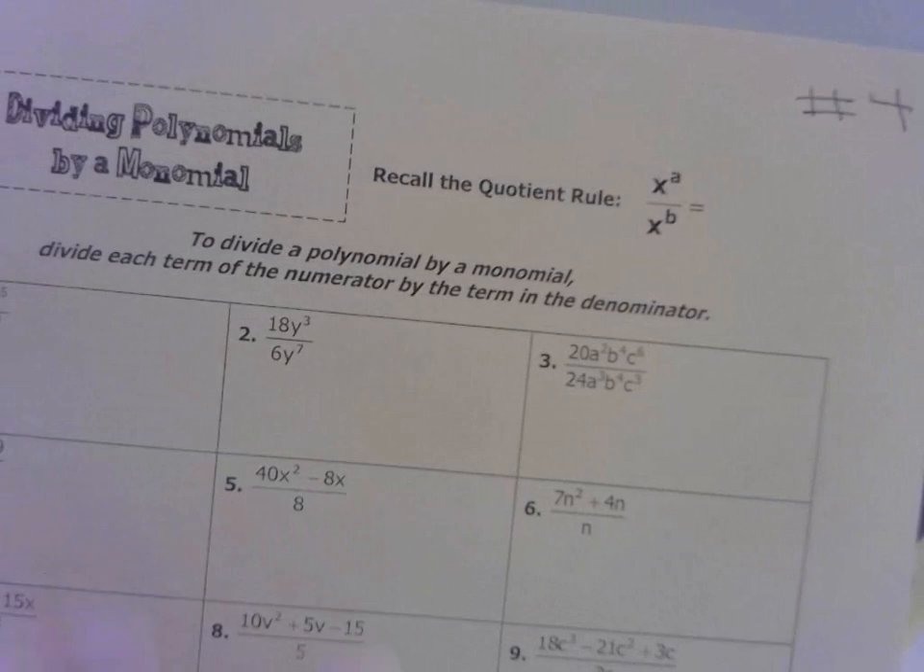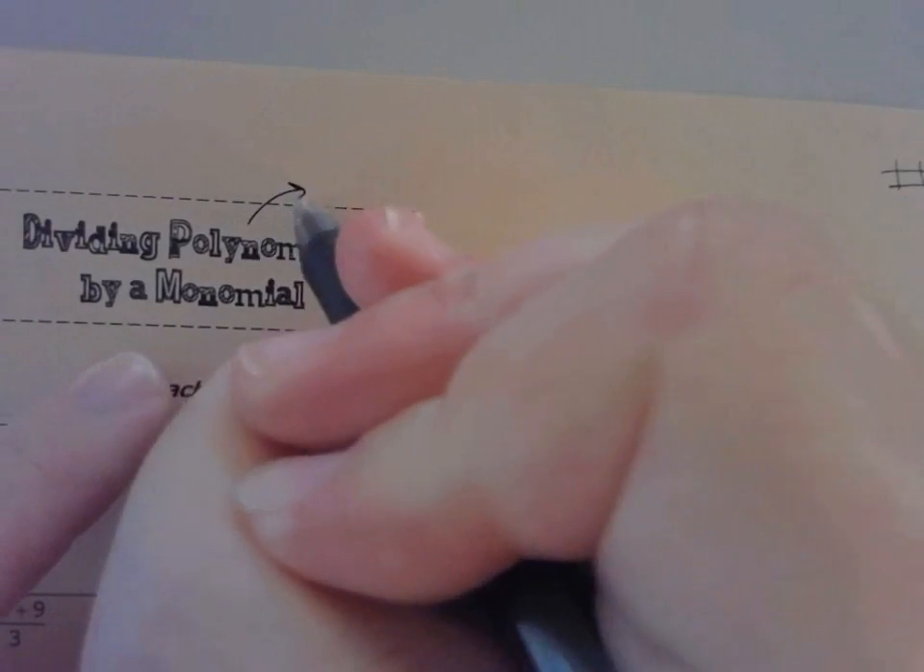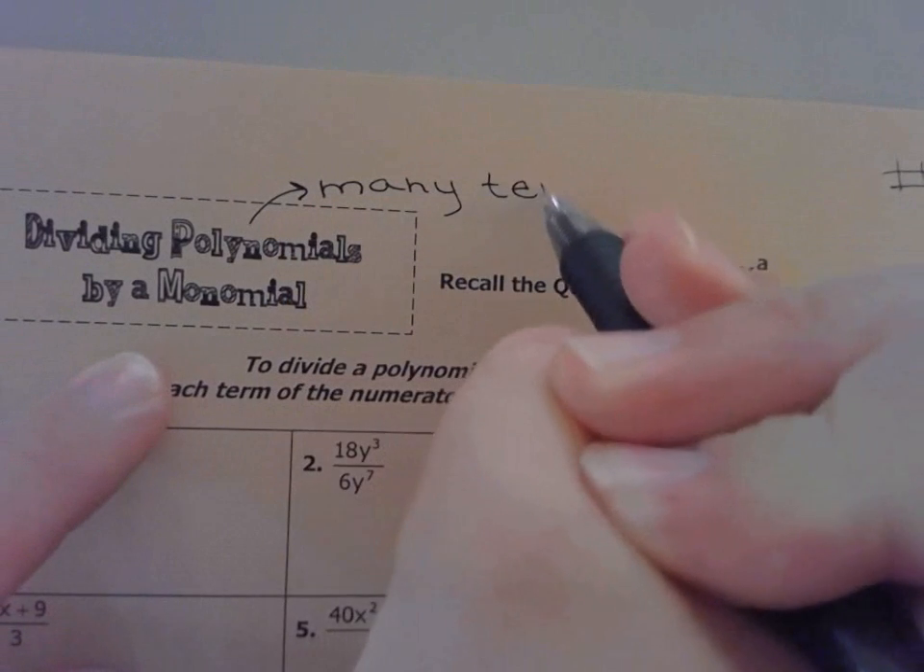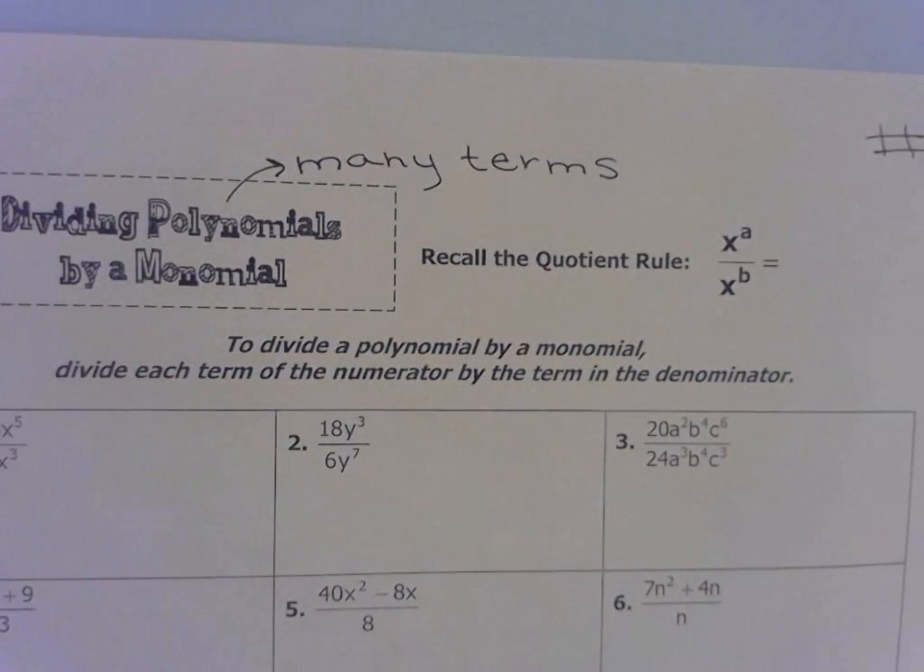What we're going to do today is divide polynomials. Poly means many terms, so the term polynomial means many terms. It could mean 1 term, 2 terms, 3 terms, 4 terms, 5 terms. So polynomial means any amount of terms. On the top, I'm going to have lots of different types of terms.